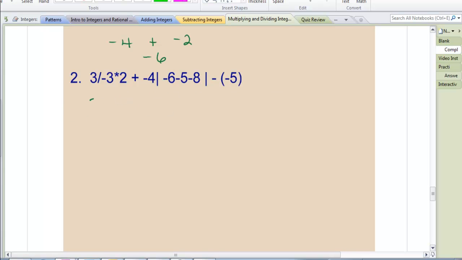So we're going to rewrite this as 3 divided by -3 times 2 plus -4 times the absolute value of -6 plus -5 plus -8. And instead of minus -5, we're going to change that to plus 5 by adding the opposite. So now that it's a little bit clearer what all these symbols mean, and you can tell what the operation is for everything and what the signs are for all of our numbers, I would like for you to complete this problem and see if you get the same answer that I do.